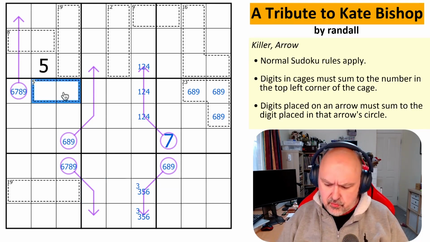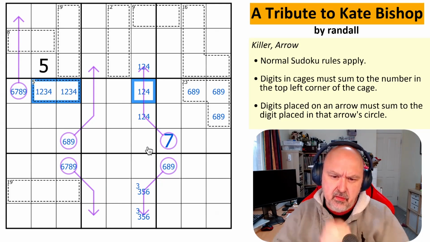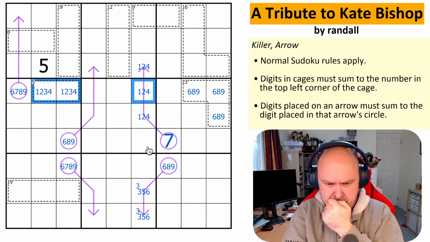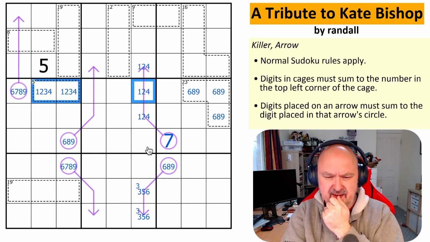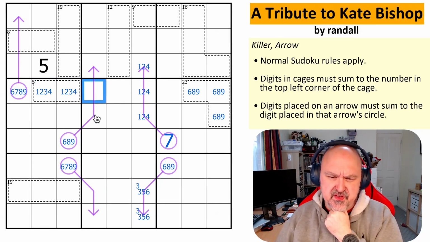This is also 1, 4, or 2, 3, because they're the only ways of making 5. So they're low. But it's probable this is low, but it could be as high as 6, if these are 1 and 2, and that is 9.